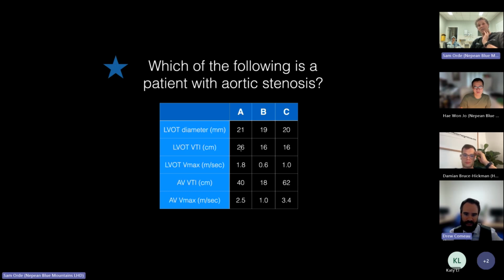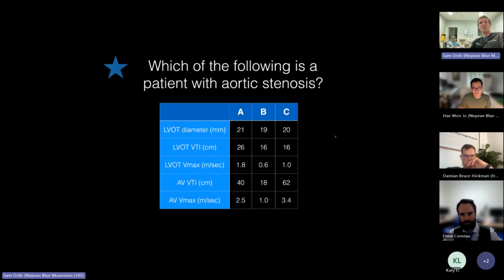C, nice. Would be at 16 to 62. So those are the two values that then scare me. The fact that you've got an LVOT VTI that's less than a quarter of the aortic valve VTI. Good point. Well, it's almost a quarter. Sort of, it's on the cusp. But yeah, so that will be the patient with severe stenosis, as opposed to B.